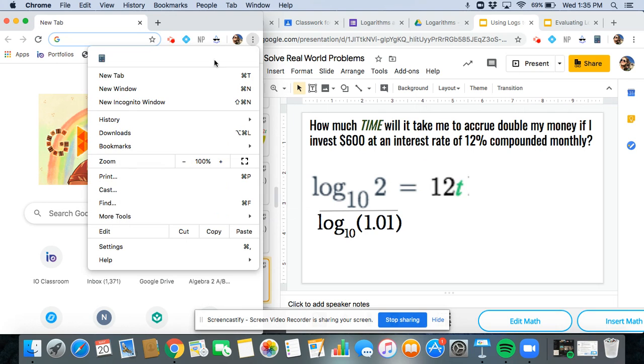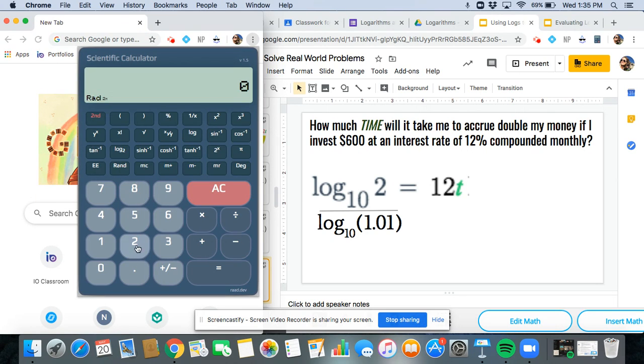Using a calculator, log base 10 of 2 is 0.301, and we'll divide that by log base 10 of 1.01.